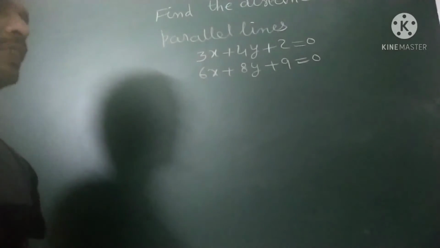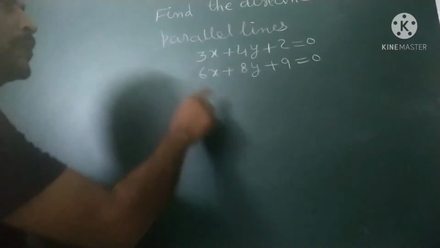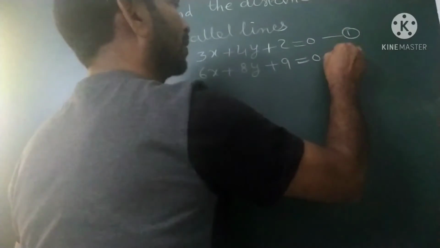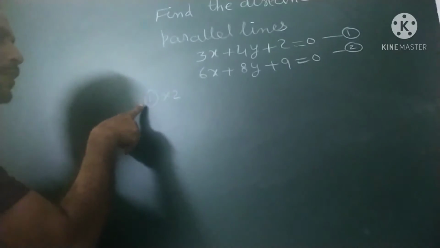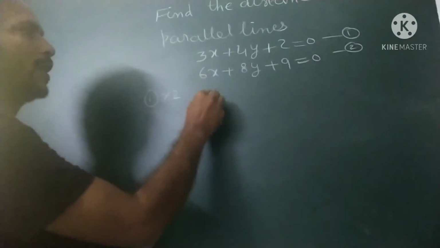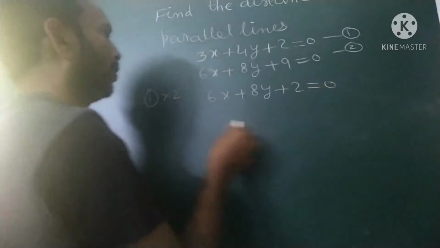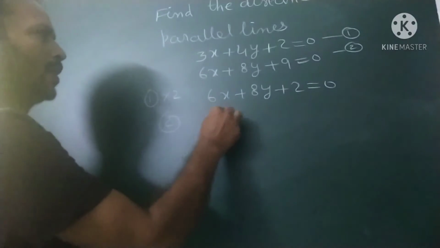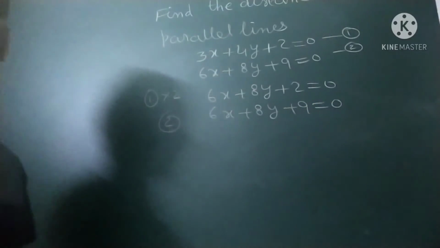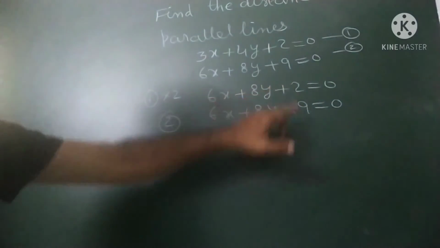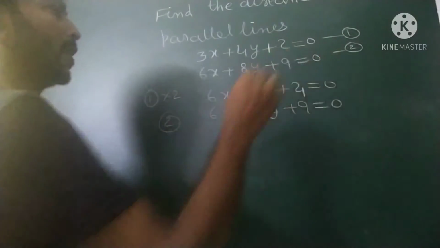So when equations like these are given, first make both the x terms and y terms equal. Consider this as 1, this as 2. Equation 1 multiplied by 2, then what you will get? 6x plus 8y plus 4 is equal to 0, and the second equation the same, 6x plus 8y plus 9 is equal to 0. So this is the important point. Now see both terms are equal.